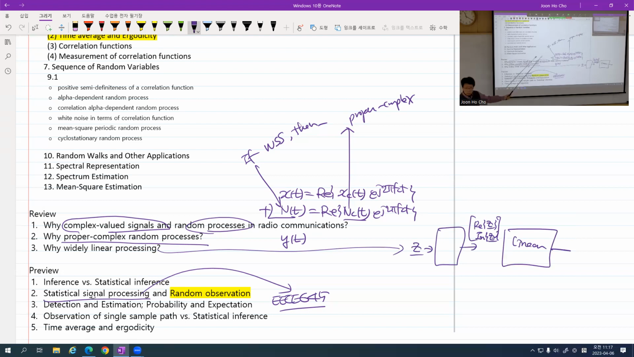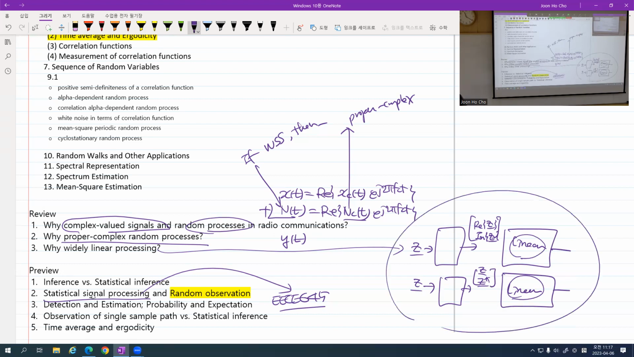Because now the input is real, right? The other one is that you convert it to what? Z and Z conjugate. And then you process linearly. These two systems can be equivalent if you carefully choose the matrices appearing in the upper box and lower box. Got it? And this processing is called widely linear processing.